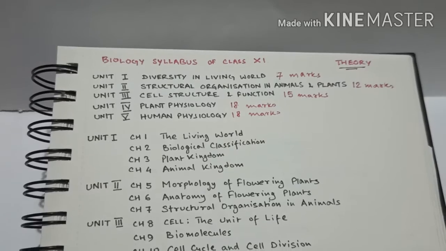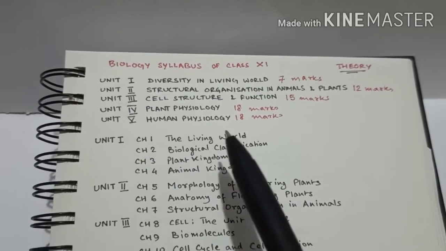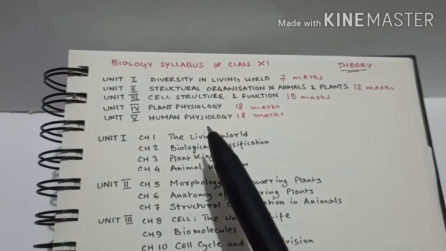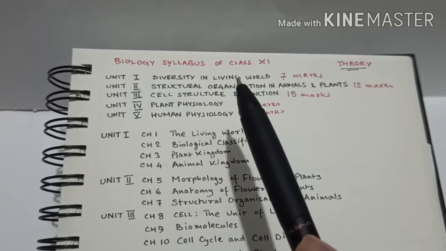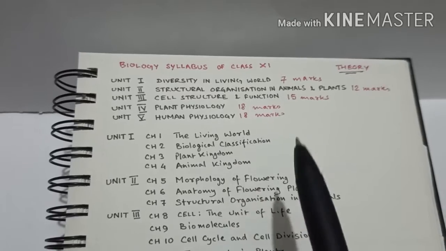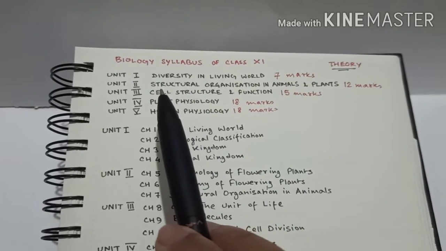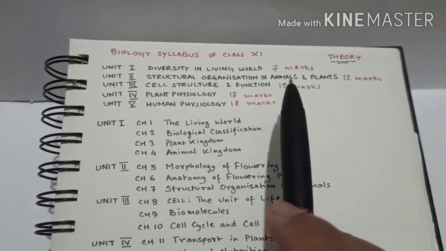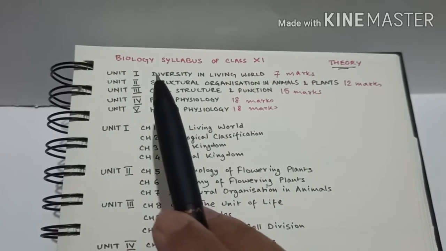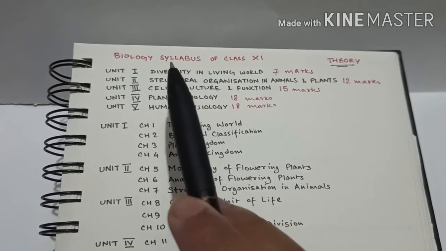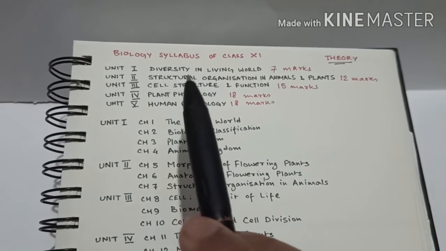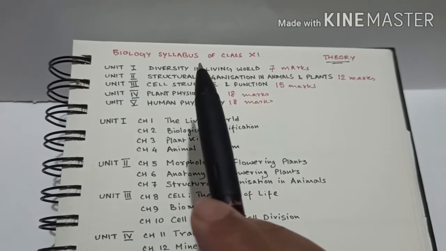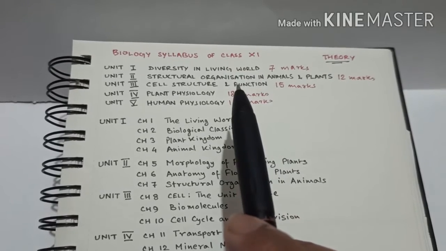Now we can see from the name of the unit itself that the entire syllabus is actually creating a basic understanding for the students about biology. You need to study the structure and function of cell, the diversity in the living world, and structural organization in animals and plants. All this deals with the entire building up of the knowledge and the concept of biology.